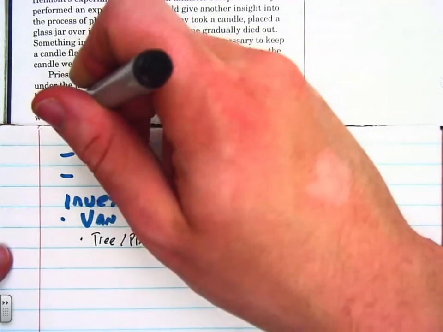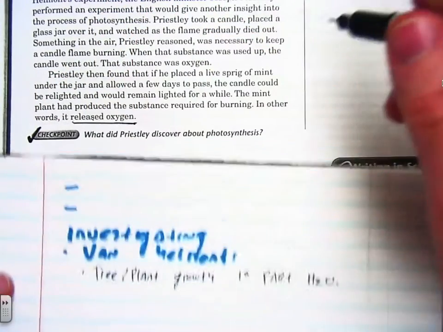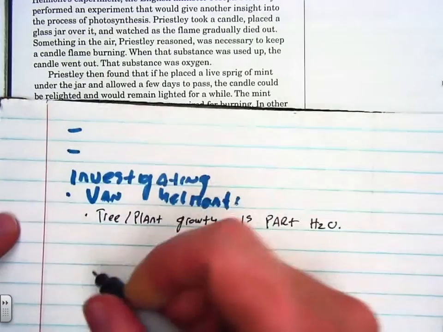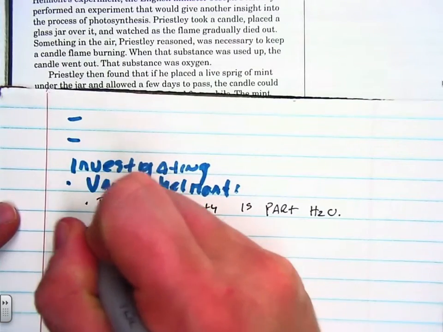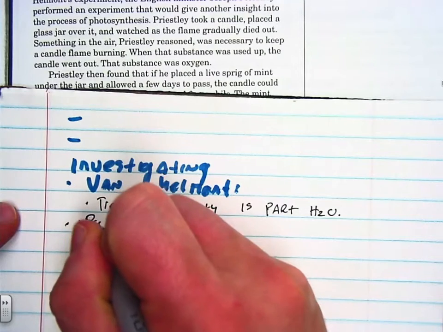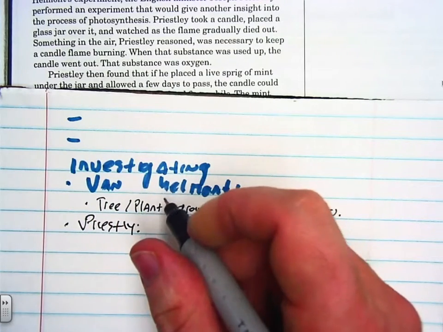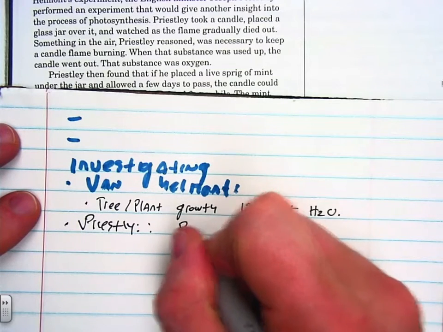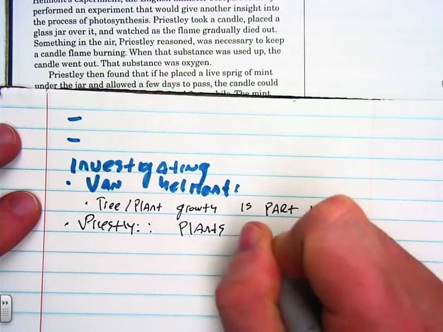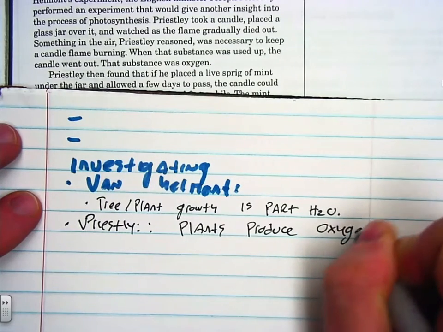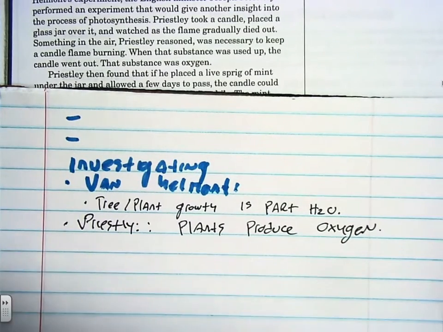Right? So Priestley's experiment. Checkpoint. What did Priestley discover about photosynthesis? Well, Priestley discovered that plants produce oxygen. All right, please move on to the next section.